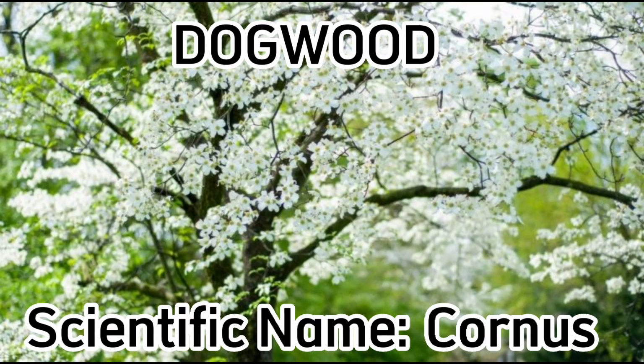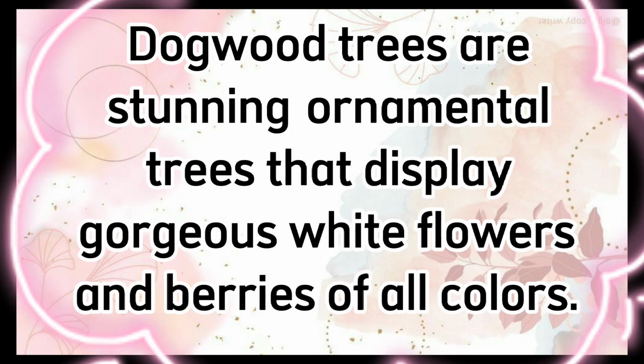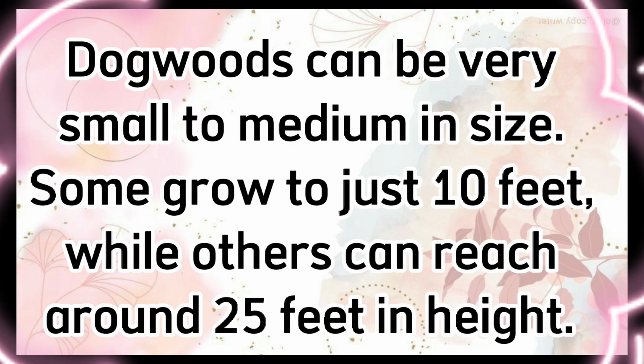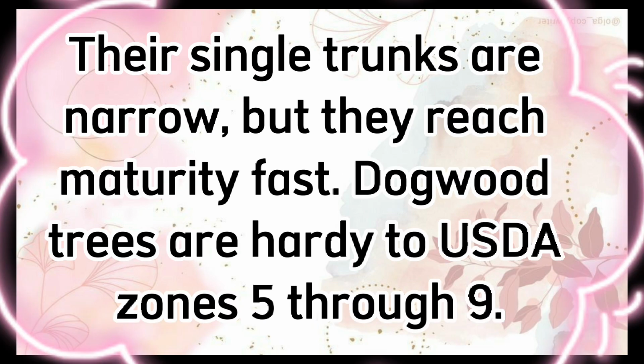Dogwood, scientific name Cornus. Dogwood trees are stunning ornamental trees that display gorgeous white flowers and berries of all colors. Most flowering dogwood species are perennial plants, so they are prevalent in gardens and campuses due to their yearly gift of eye-catching flowers. Dogwoods can be very small to medium in size. Some grow to just 10 feet, while others can reach around 25 feet in height. Their single trunks are narrow, but they reach maturity fast. Dogwood trees are hardy to USDA zones 5 through 9.